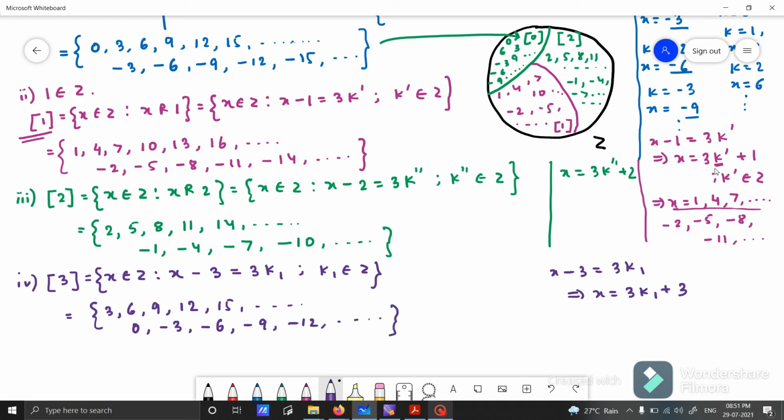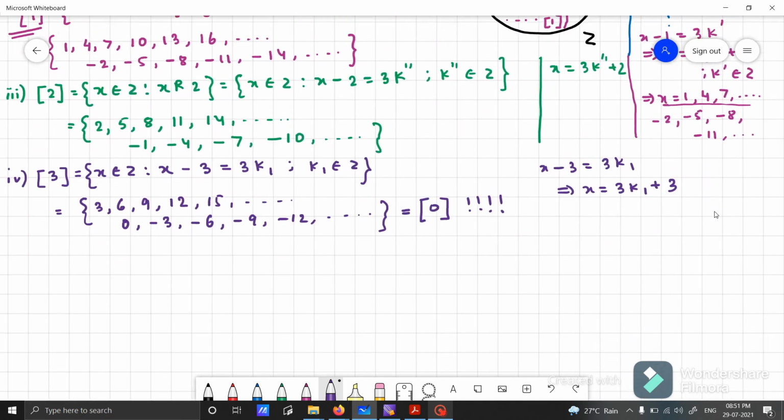Now do you see what has happened here? Equivalence class 3 and equivalence class 0 both have exactly the same elements. Can you see? Equivalence class 0 had 0, 3, 6, 9, 12, 15. Same here: 0, 3, 6, 9, 12, 15, minus 3, minus 6, minus 9. So what do we see? Equivalence class 3 has become equal to equivalence class 0. What a surprise! We are not getting any new equivalence class for 3.